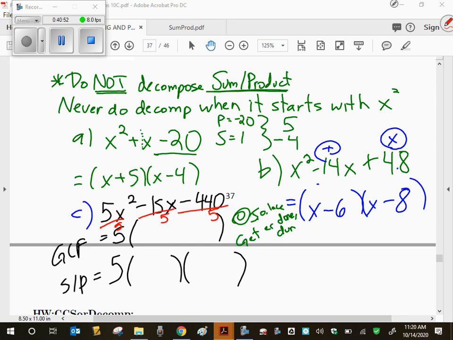When you divide everything by 5, you get x squared, subtract 3x, subtract 88, and for 88 you should think of 11 times 8. So two numbers that multiply to negative 88 and add to negative 3. Sum is negative, the big number is negative. So negative 11 and plus 8. Don't forget to bring down the 5. Don't lose that 5, or it is not equal.